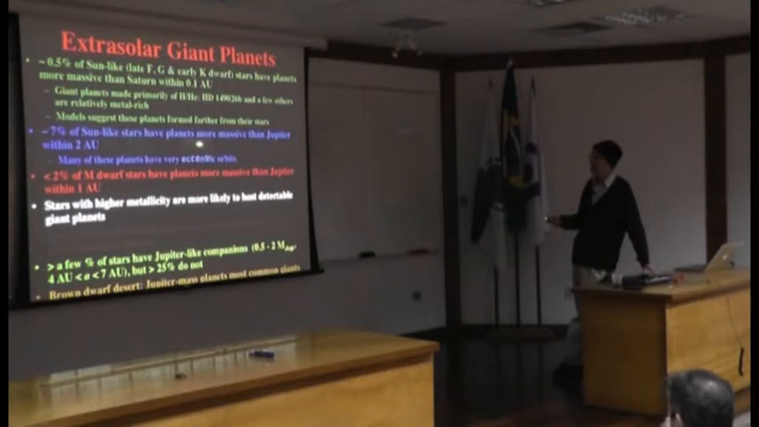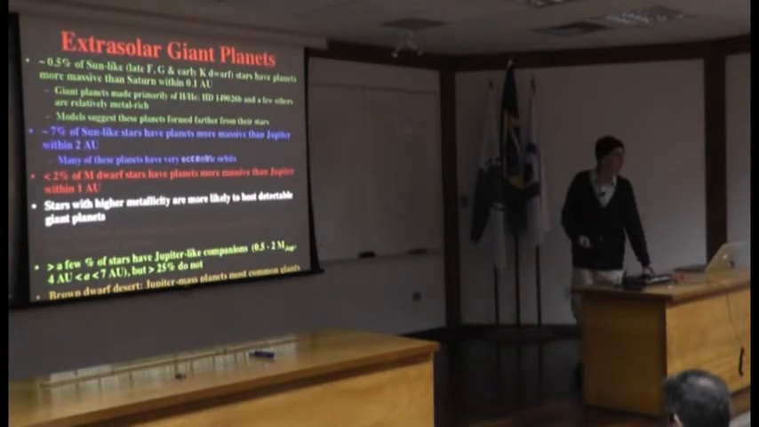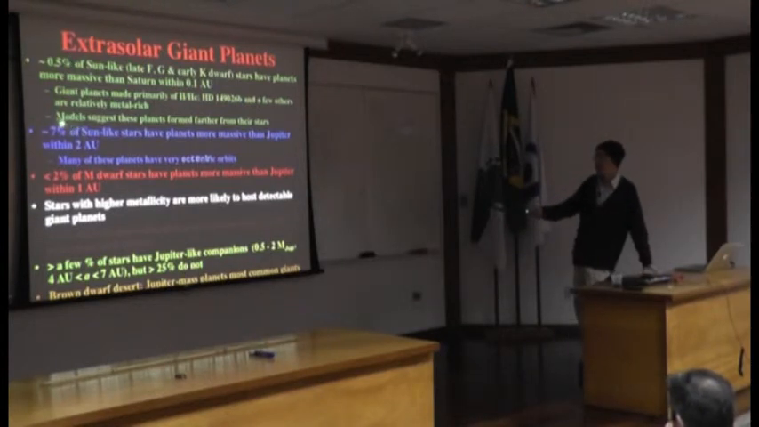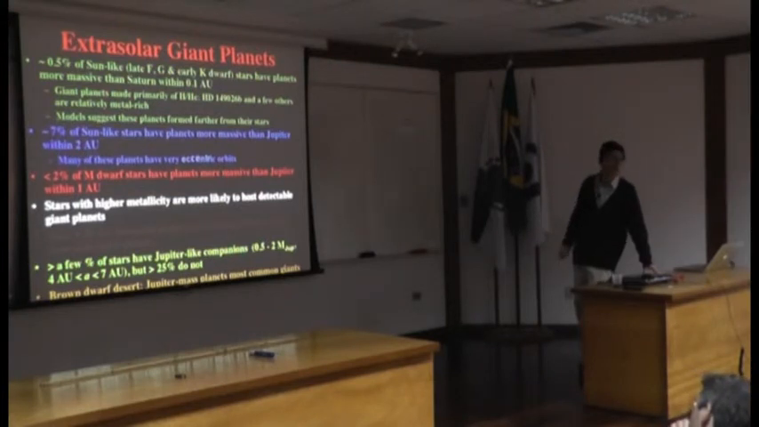About 7% of sun-like stars, roughly solar mass, have planets more massive than Jupiter within about 2 astronomical units, so closer than the inner edge of the asteroid belt. So these are a lot more common than the hot Jupiters, but still somewhat uncommon. And many of them have very eccentric orbits, highly non-circular.